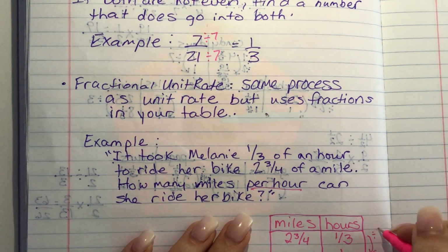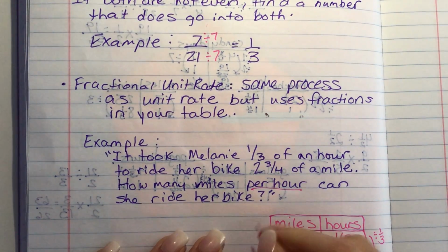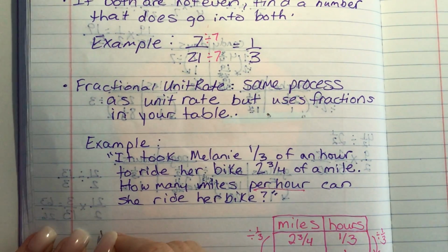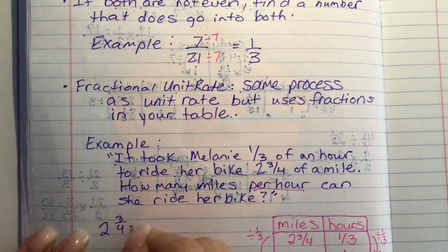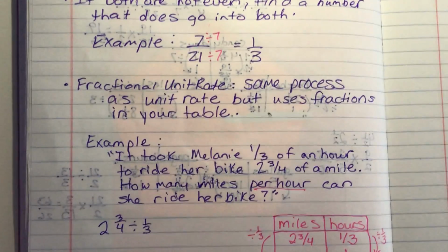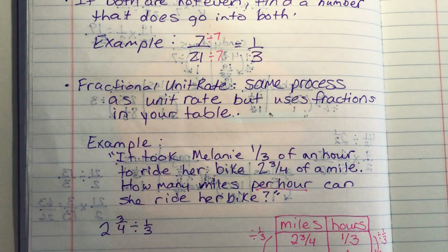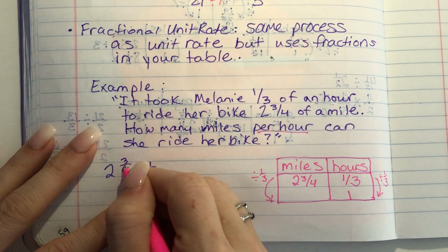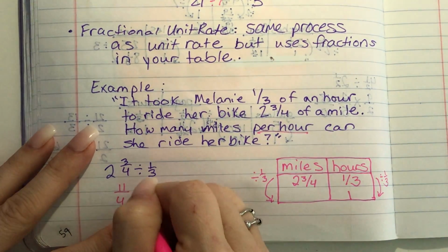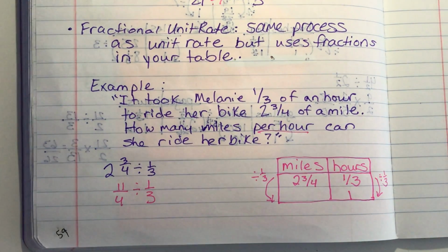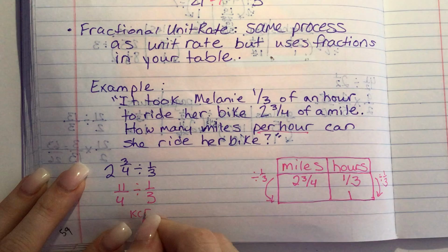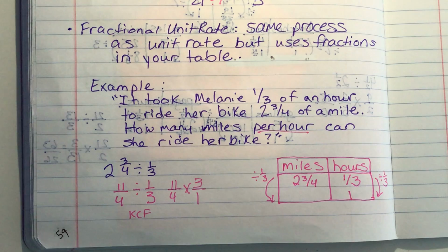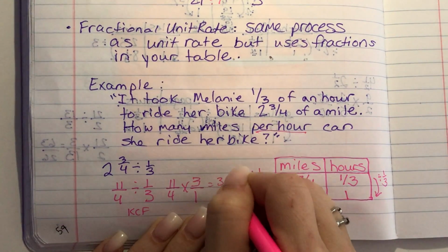Divide it by itself. So divided by 1/3. I'm going to do the same thing on this side. Divide by 1/3. All right. So we have 2 3/4 divided by 1/3. So I got to turn this mixed number into a what? Improper. So 4 times 2 is 8 plus 3 is 11. So we have 11/4 divided by 1/3. So now I'm going to do keep, change, flip. So I have 11/4 times 3/1, which is 33/4.